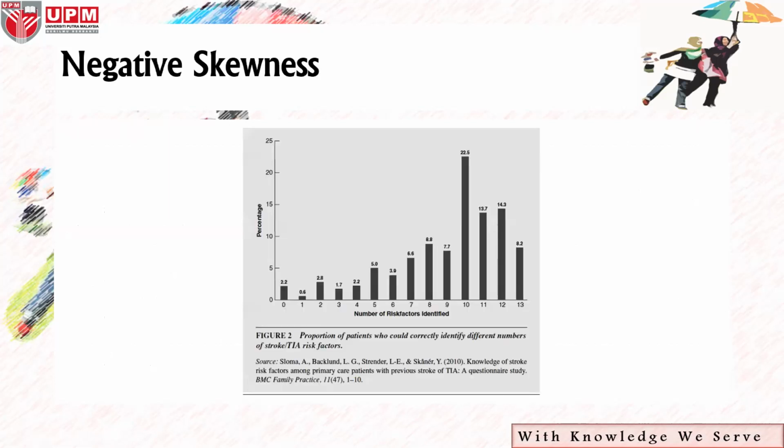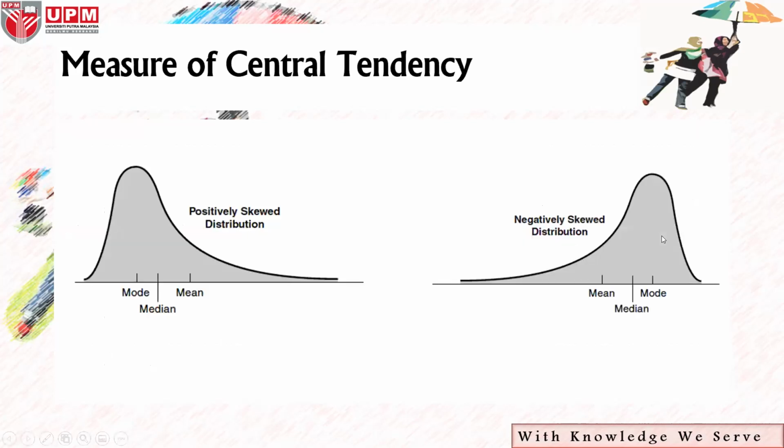So this is the example of negative skewed. Okay, so kita tengok tail dia ni, this one. So the tail is located, directed toward the negative side, so negative skewed. Okay, this is the measure. Okay, so samalah ni negatively skewed.